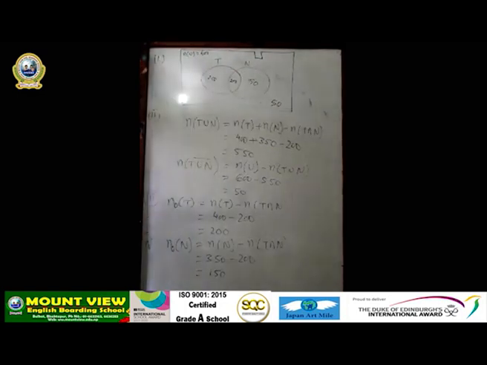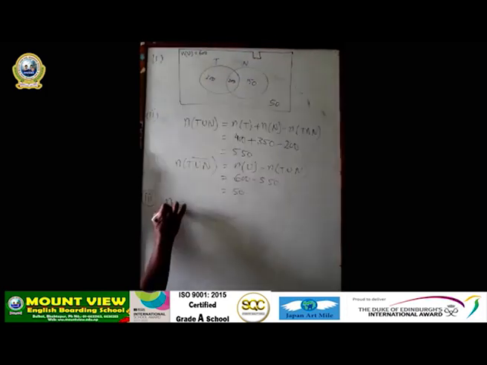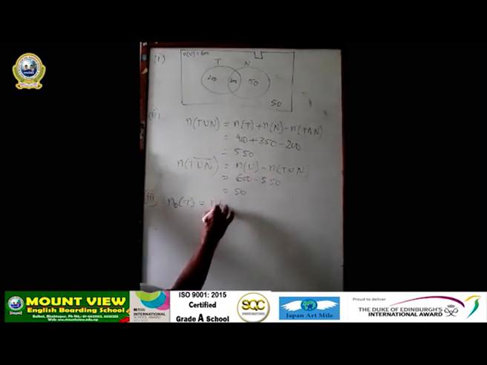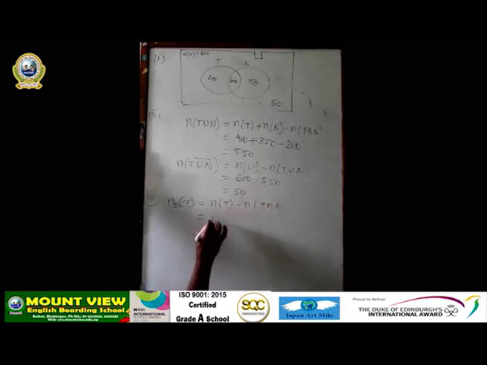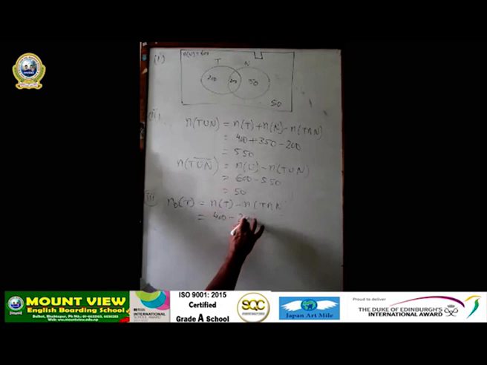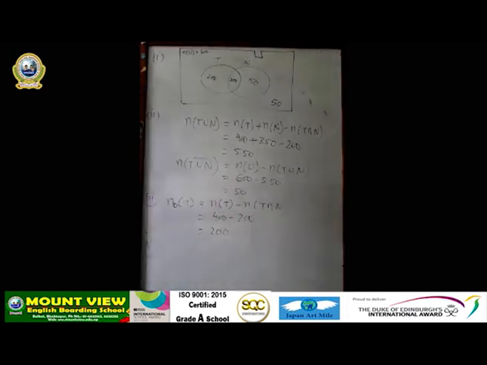Now, the third part is how many people can speak Tamang language only? Only Tamang is n(T) minus T intersection N. Total Tamang 400, intersection 200. So only Tamang is 200.